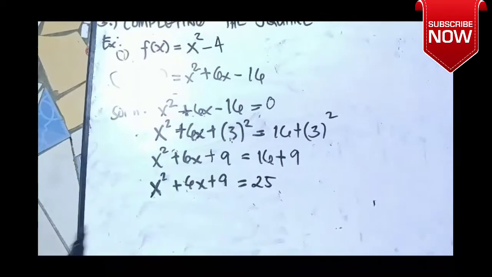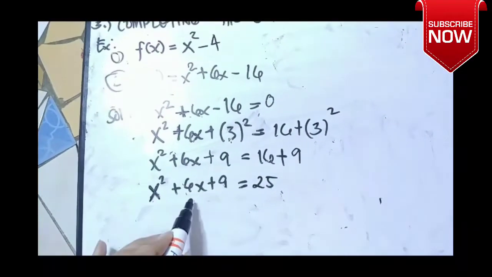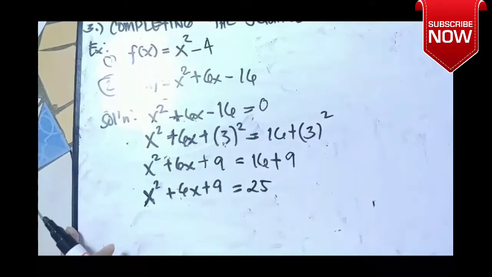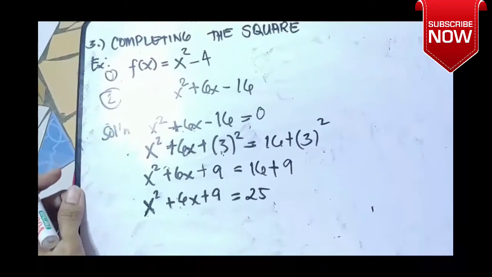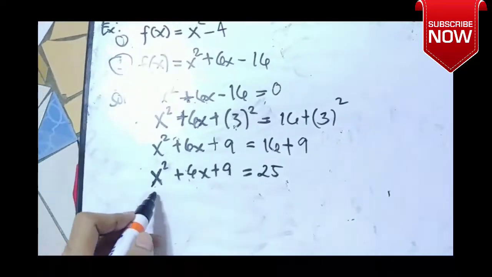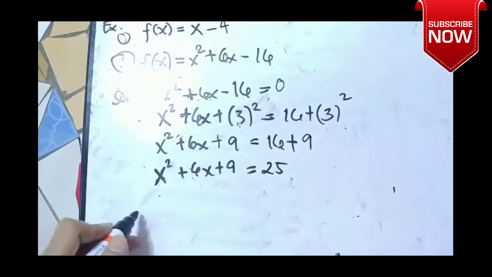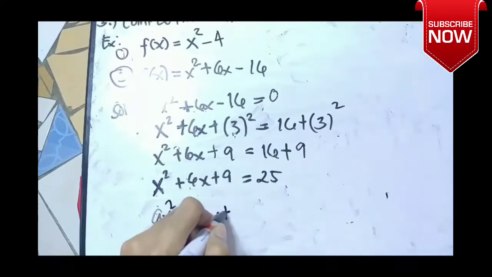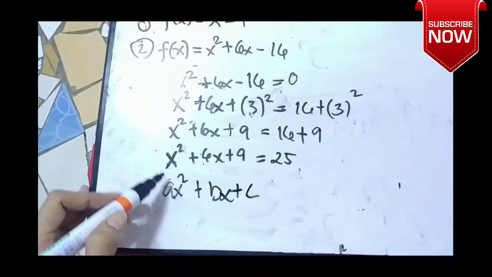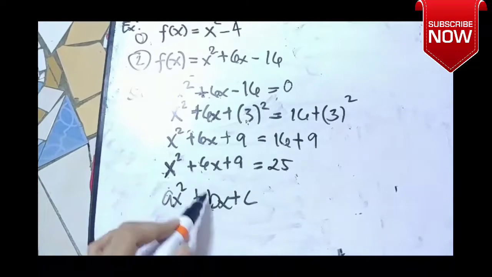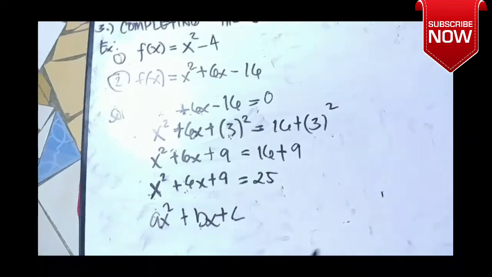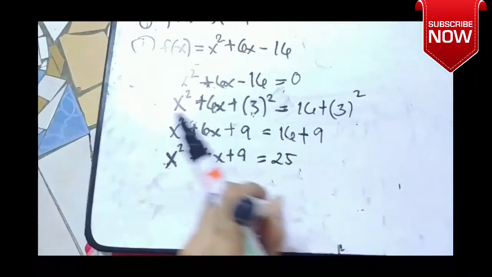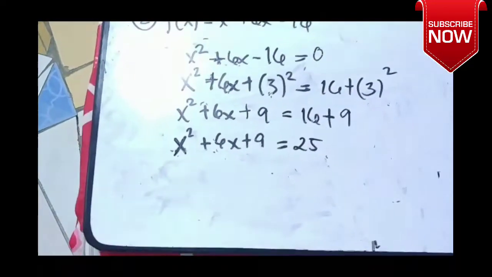Okay, so kung mapapansin natin, ang x squared plus 6x plus 9 is in a form of general form of quadratic equation. So, ito rin yung ax squared plus bx plus c, in which ax squared, yan yung x squared, bx yan yung 6x, and c that is the constant or constant term. Okay? So, what's next?